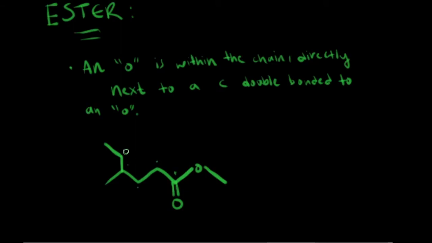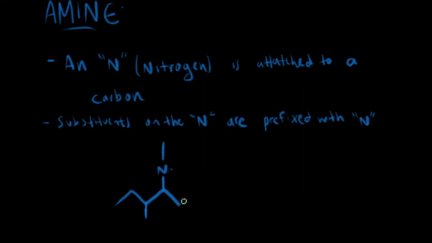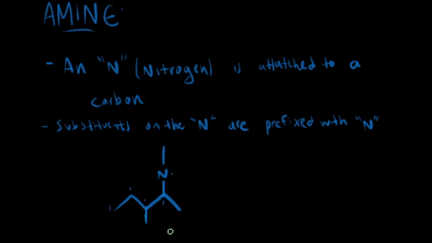Esters are the last of the oxygen-containing functional groups. They are kind of like ketones and ethers put together. They are named so that the doubly bonded O is part of the main chain, and they have the ending -oate. The first of the nitrogen-containing functional groups are amines.